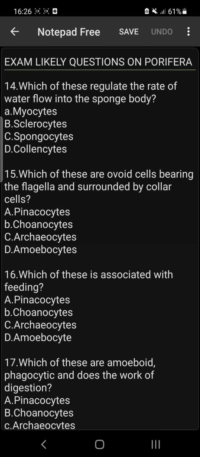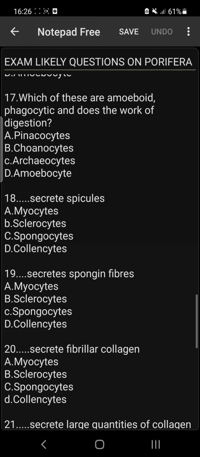Number 17, which of these are amoeboid, phagocytic, and does the work of digestion? The answer is archaeocytes. The archaeocytes are amoeboid, they are phagocytic, and they carry out the process of digestion from the choanocytes.